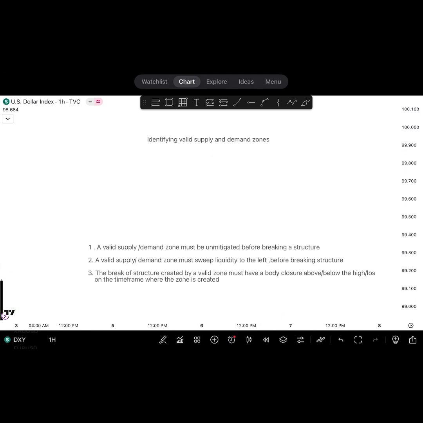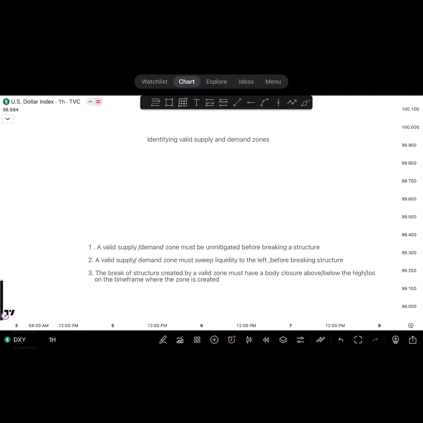So in today's episode, we'll be talking about how to identify a valid supply and demand zone. If you are new to trading, you might not have an idea of what supply and demand zones are. You might have heard of it before, but you might not really know how it works. But I'll just give a quick definition and we'll get straight into the video.